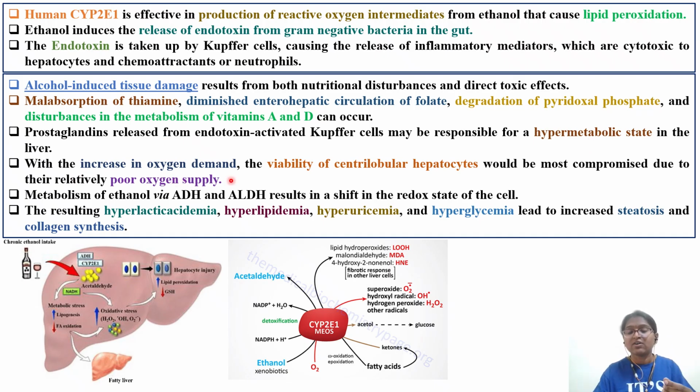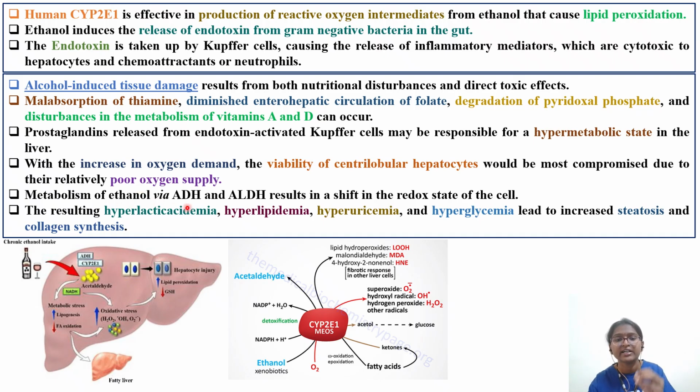With the increase in oxygen demand because of the oxidative stress, the viability, meaning the survival of these liver cells, the centrolobular hepatocytes, is affected. If you look into the histopathology of the liver, there is a triad, and the centrolobular region is there. The viability of that particular section of cells would be most compromised due to their relatively poor oxygen supply. Because of oxidative stress, the oxygen supply to these centrolobular hepatocytes is decreased.